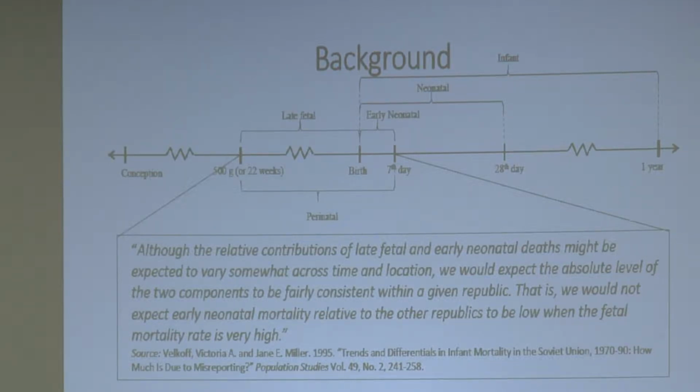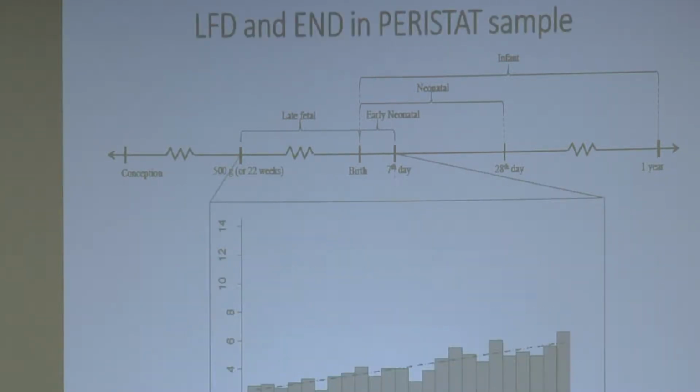And for example, I'll read the last sentence here, not to read the whole quote. That is, we would not expect early neonatal mortality relative to the other republics to be low when the fetal mortality rate is very high. And they're talking here about various Soviet republics. That's what their study is based on. Bottom line, late fetal and early neonatal deaths are closely related. If we see high late fetal deaths, we should also expect to see high early neonatal deaths, and vice versa.